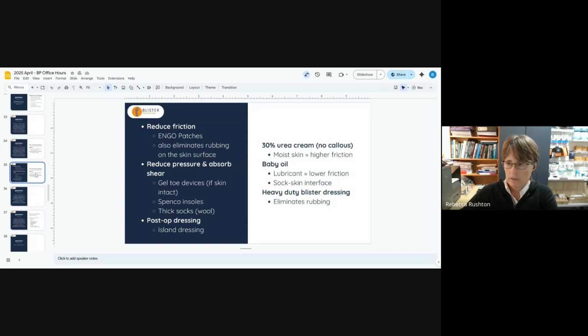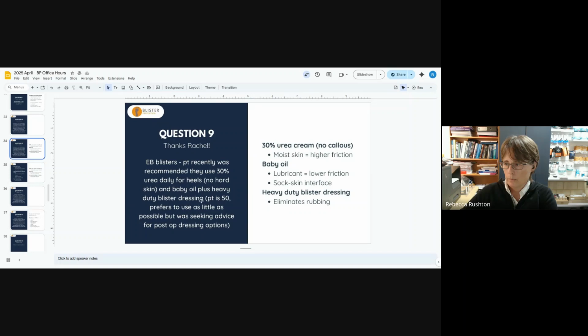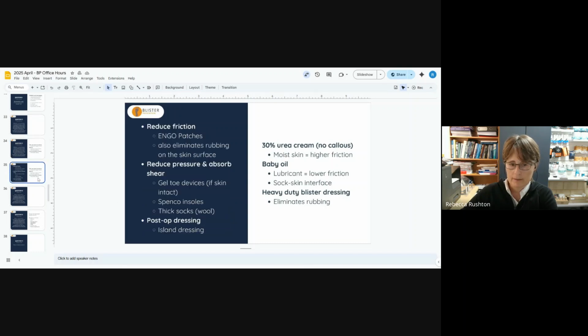Post-op dressing. Now, I don't really know where the patient is, but they prefer to use as little as possible and were seeking advice for post-op dressing options. Well, the post-op dressing surely is just an island dressing. So this isn't really a blister question, but I would still be looking to reduce shear in these ways.